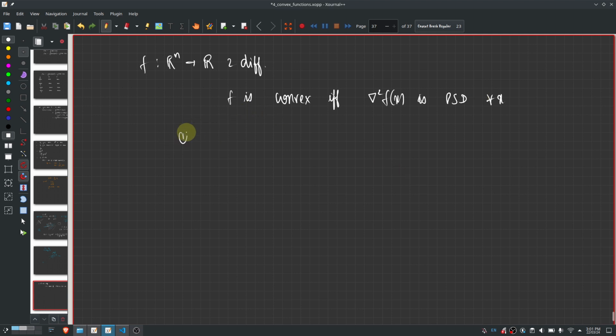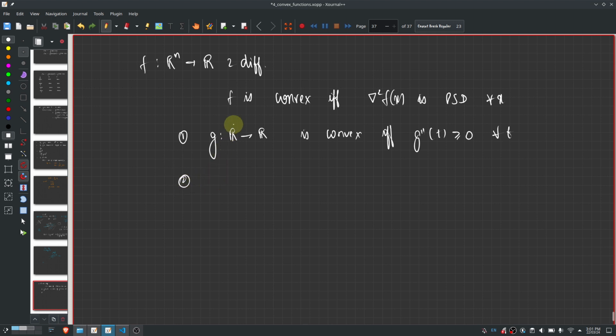We've already proved that if we have some function g from R to R, which is also twice differentiable, then this is convex if and only if the second derivative is greater than or equal to 0 for all t. Okay. The easy way to do this is to use this particular result.